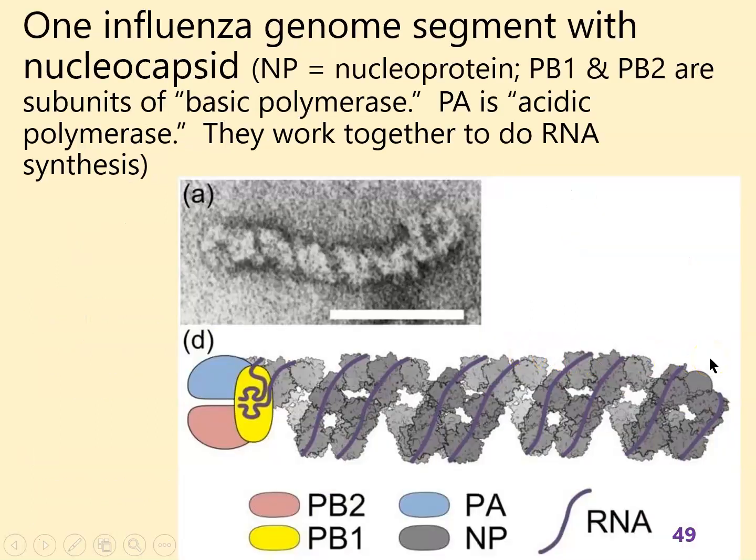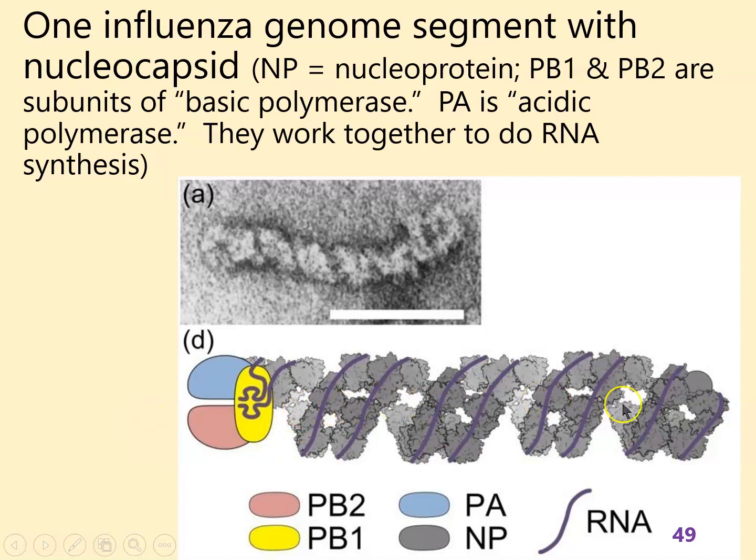This is a nucleocapsid. This is an RNA genome segment with all the stuff that's attached to it. So what is attached to it? Well, the nucleoprotein is most of it. This is a capsomere protein that protects the RNA. That's its job. This is a negative sense single-strand RNA virus.